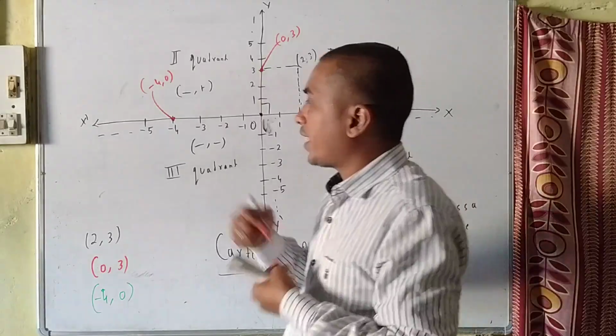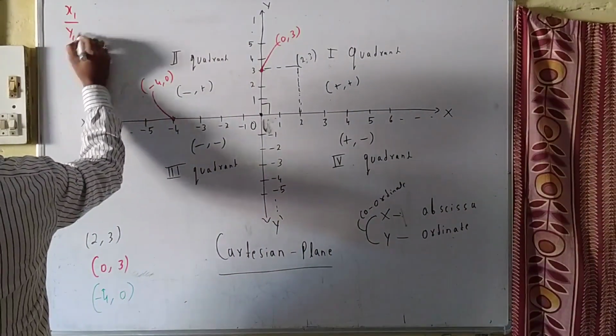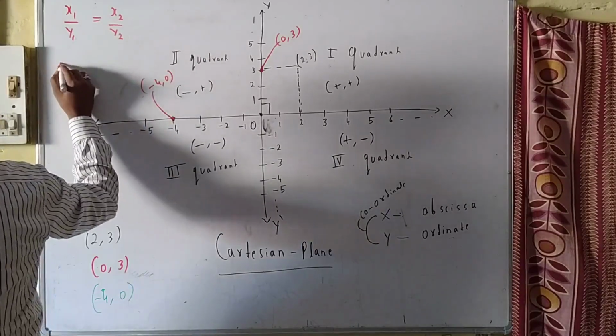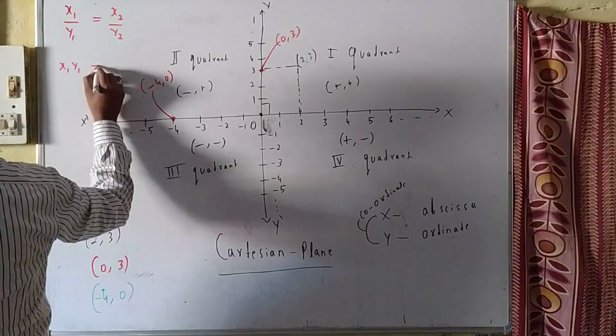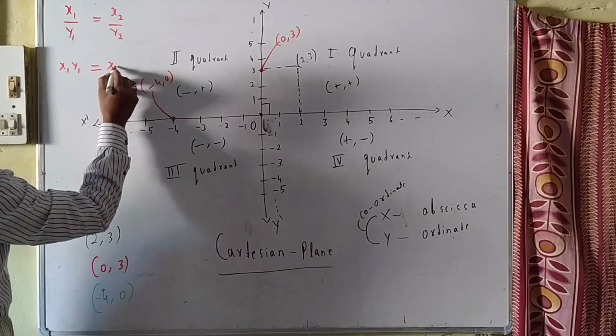The formula of direct variation is x1 upon y1 equal to x2 upon y2, and x1 y1 is the formula of inverse variation: x1 y1 equal to x2 y2.